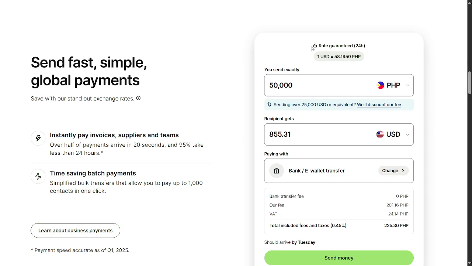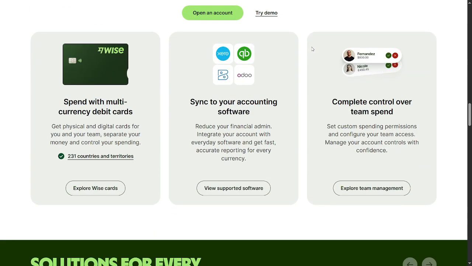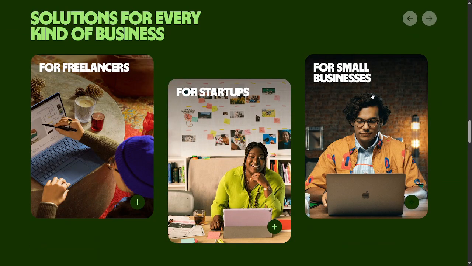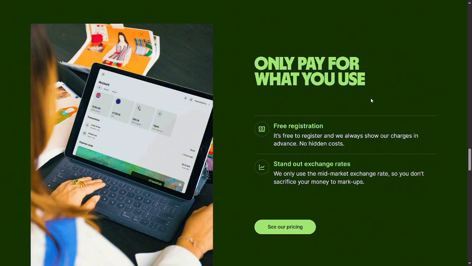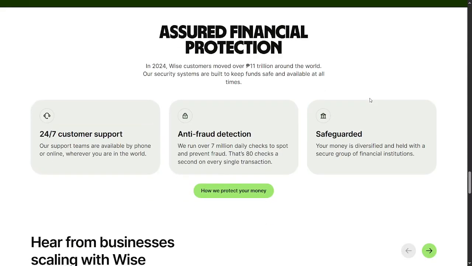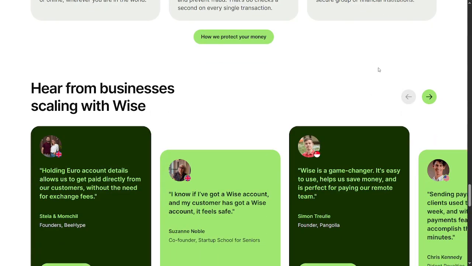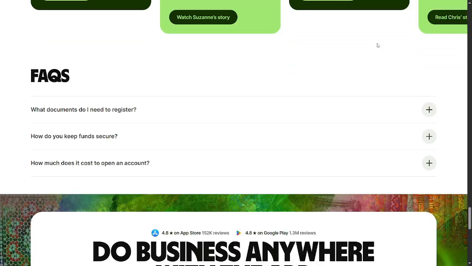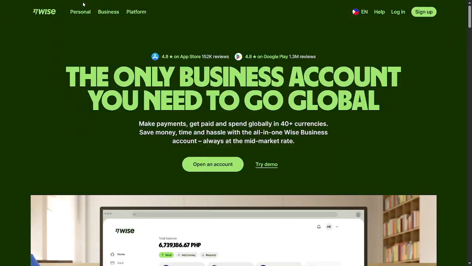When you open a Wise Business account, you get access to local bank details in multiple major currencies, like US dollars, British pounds, euros, and Australian dollars. This means clients in those regions can pay you as if you were a local business, saving you from traditional wire fees and slow processing times.